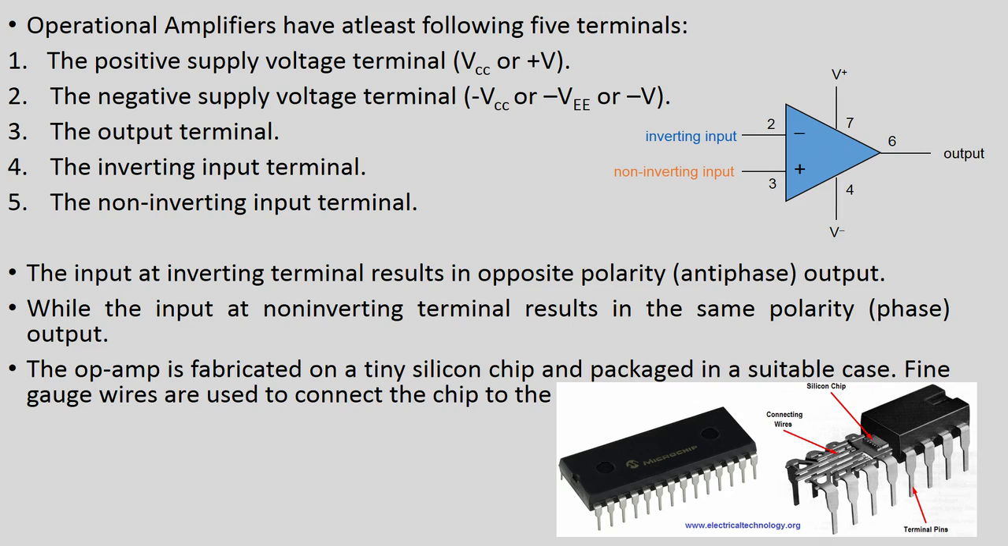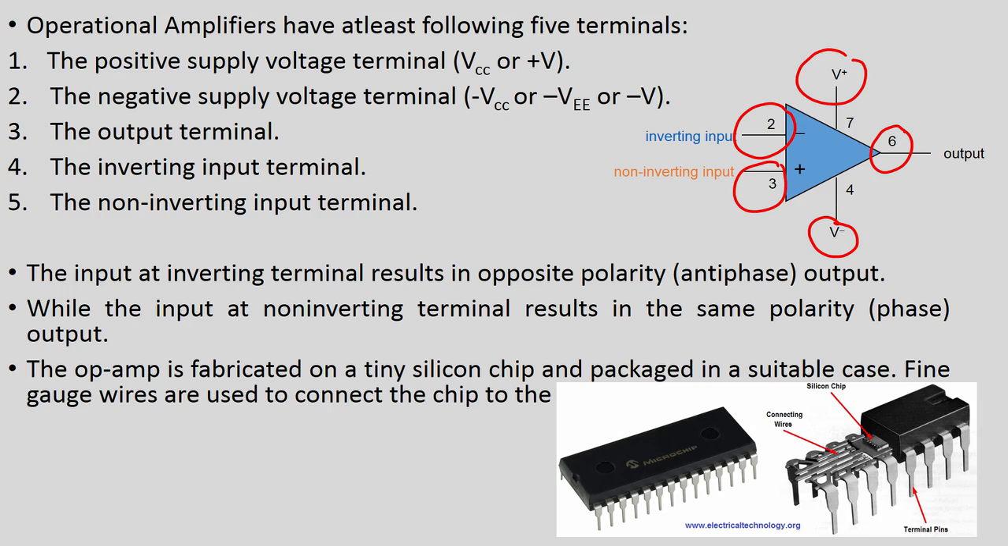So, let us quickly see the positive supply voltage terminal, that is this one, V plus. Then we have the negative supply voltage terminal, minus VCC, which is this one. Then we have the output terminal, which is pin 6. Then we have the inverting input terminal, number 2, and the non-inverting input terminal, number 3. So, this we all remember, correct.